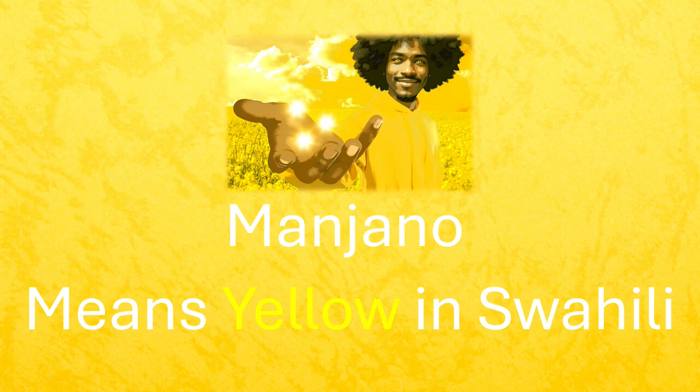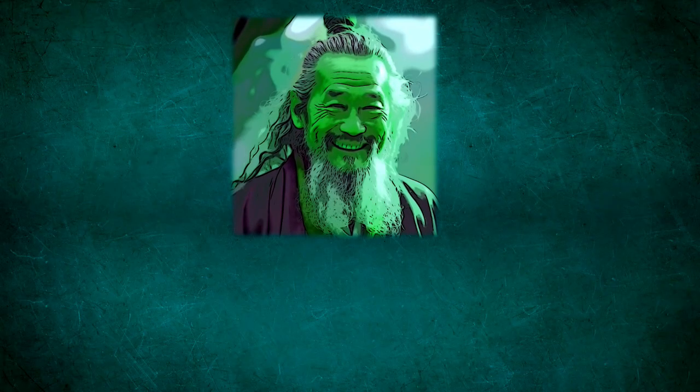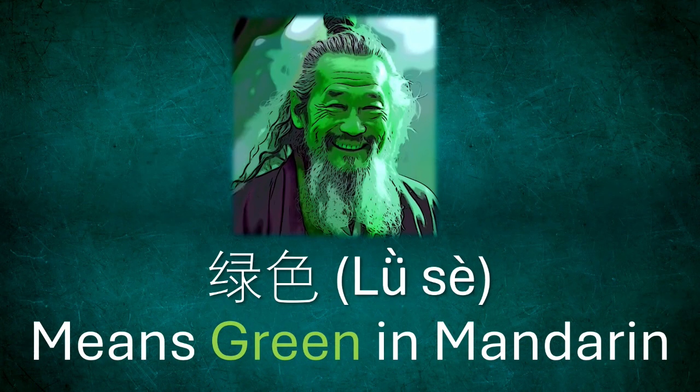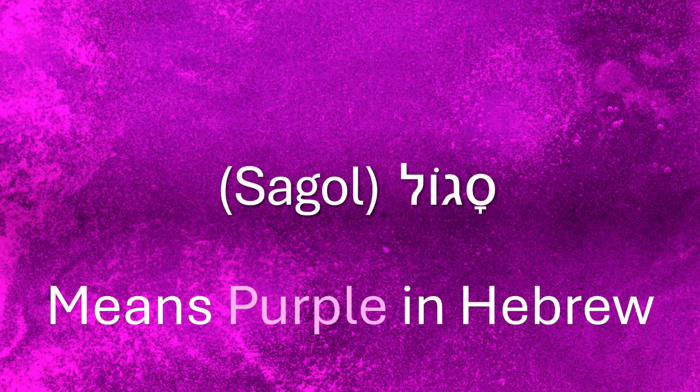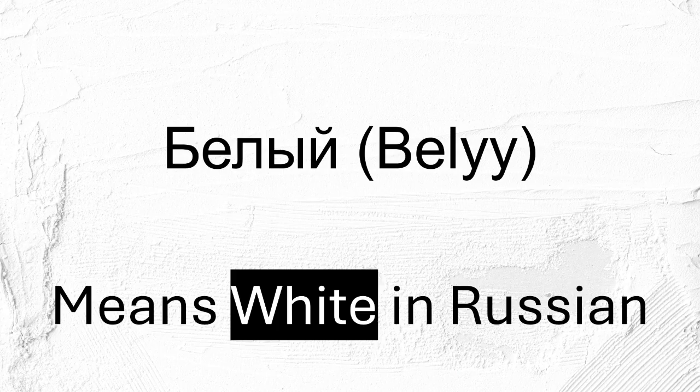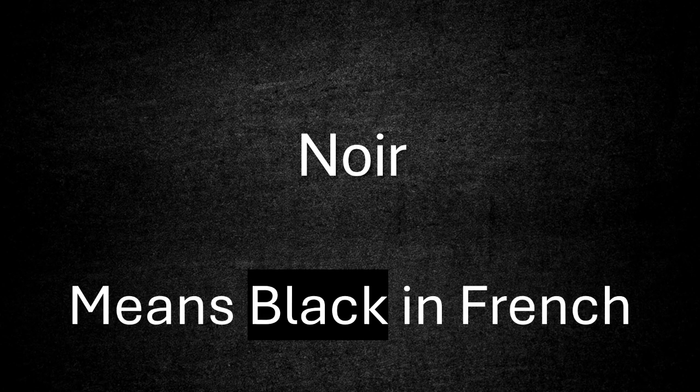What other cool wizard names can you come up with based on colors in other languages? Maybe a green wizard named Lusa, which means green in Mandarin. Or maybe Burtukalian, which means orange in Arabic. Or Sagol, which means purple in Hebrew. Or Bieli, which means white in Russian. Or Noir, which means black in French.